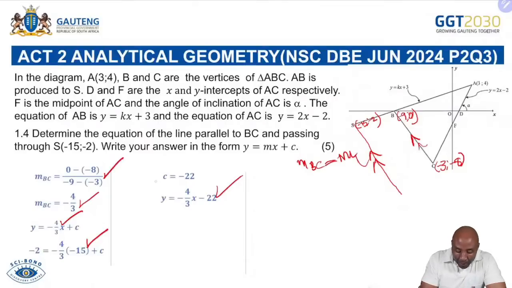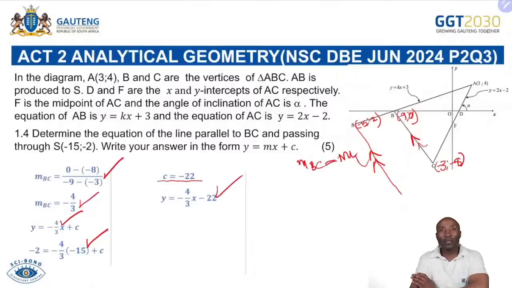If the question asks for an equation and we end up just writing C is -22, we will not get marks. We must write the equation in the form that the question has asked us to do, so we must write the equation as our final answer. We should not just find the value of M and the value of C and leave it there. With that being said, let's look at the other form.